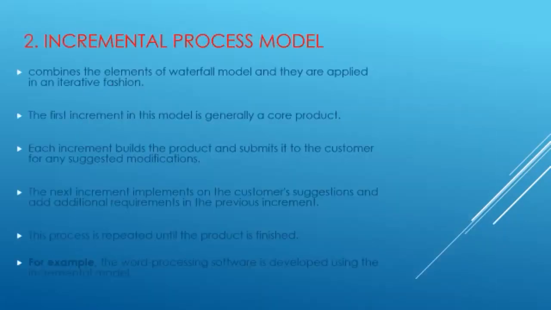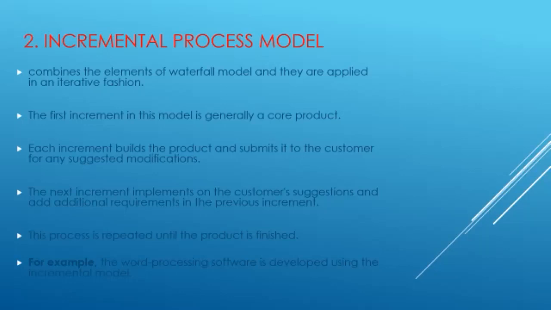Here, the second model, that is the incremental process model. This is the second model. In the incremental model, it is a process of software development where requirements are divided into multiple stand-alone modules of the software development cycle. In this model, each module goes through requirements, design, implementation, and testing phase.